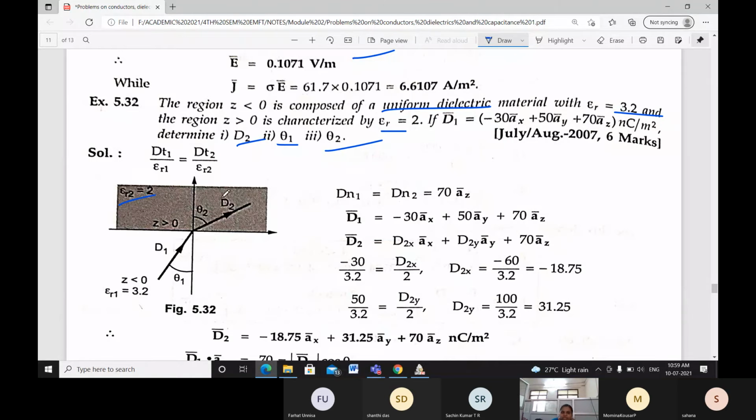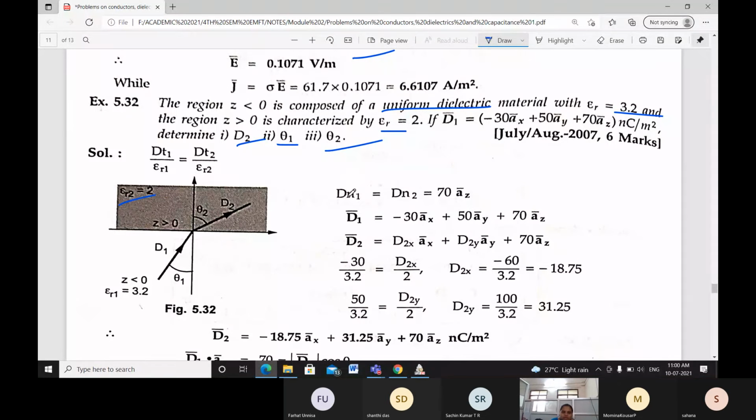This medium, observe here, z is greater than 0. z greater than 0 means it is passing from z1. If I take z1 to z2, here it's z1, where z is less than 0. From this part, it's moving to the other way, where z is greater than 0. And we know that Dt1 divided by epsilon_r1 is going to be, it's tan only, Dt2 divided by epsilon_r2.